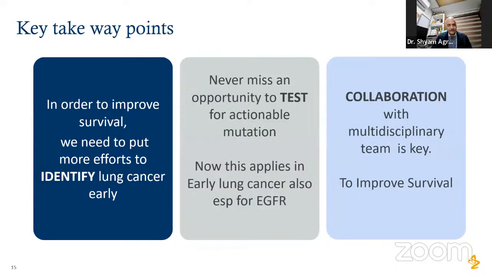So the take-away points, very importantly: in order to improve survival, we need to put more effort into identifying lung cancer early. Number two, never miss an opportunity to test for actionable mutations. This now applies even in the early stages, and especially we have to look for EGFR because we have drugs for that. There should be collaboration with a multidisciplinary team. It is the key point to improve the survival of patients.